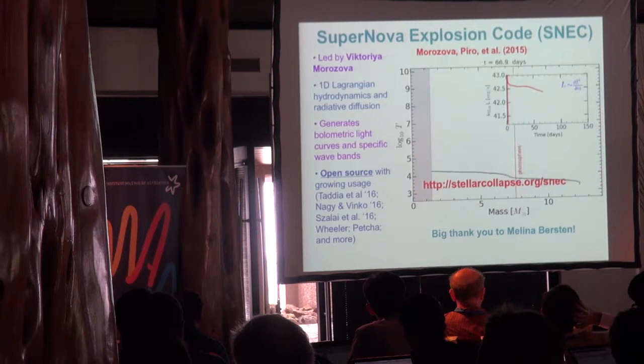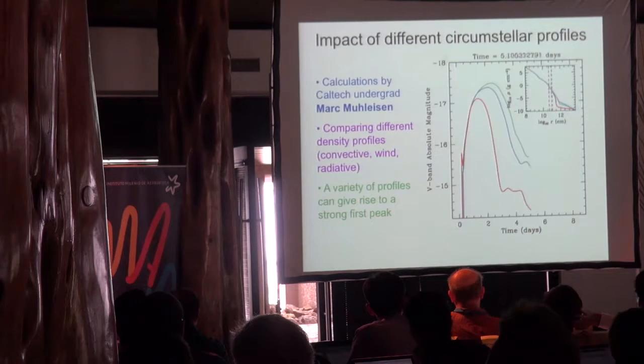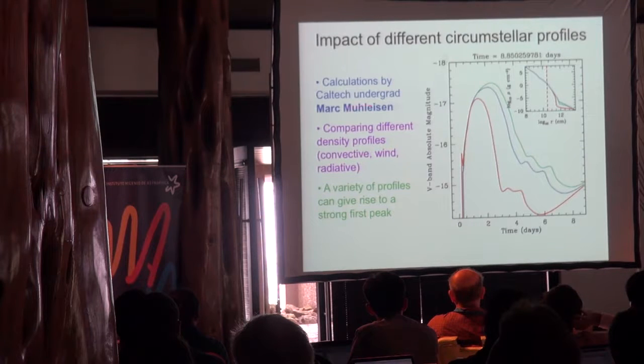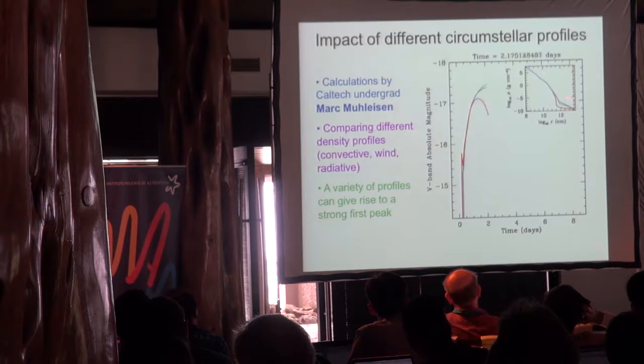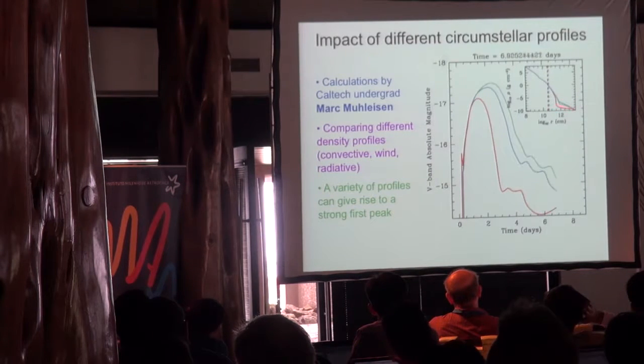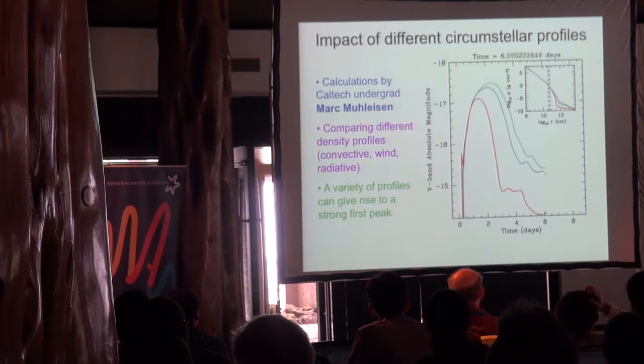So now we can do lots of fun numerical experiments. For example, this summer I've had an undergrad from Caltech, Mark Wilson, looking at different types of circumstellar material around a stripped envelope supernova to see what kind of impact you get on the light curve. This is a comparison of V-band absolute magnitude versus time. You can see here the density profile as the photosphere is passing back through this envelope profile into the main compact star. And we can consider different things like what's the difference between a wind profile or a convective profile and so forth.